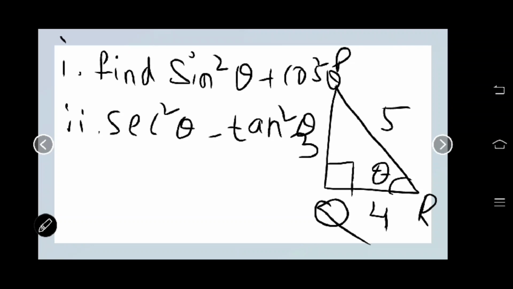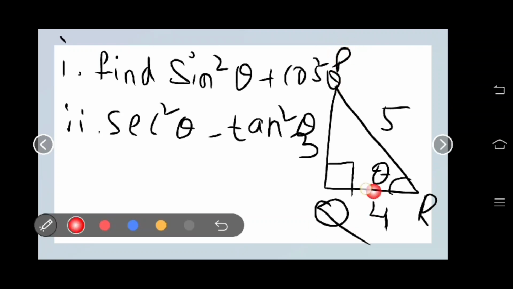So these two are practice questions. This is a triangle PQR with the right angle at Q. I gave you all the values. You have to find sine square theta plus cos square theta equals how much, and secant square theta minus tan square theta is how much. I think you already guessed that the values of the triangle are the same. So you have to find these two answers in the place of theta.